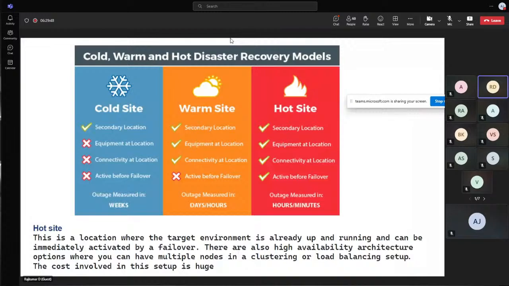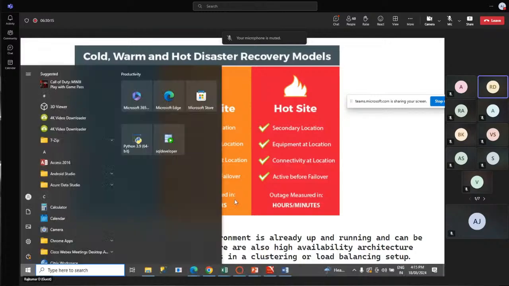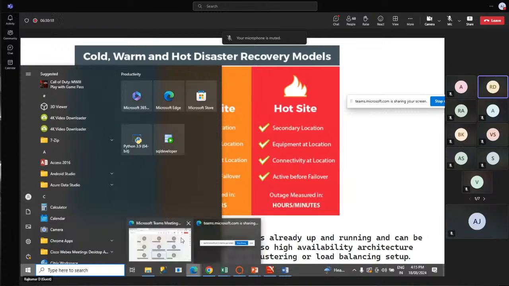How many of you are number 1, cold site, or how many of you are putting it on number 2, and how many of you are putting your applications in number 3? Anyone who says my applications are still in number 1, cold site, or this is a model that we have currently? Guys, it's a question for you. Is anybody there, or am I talking on mute?